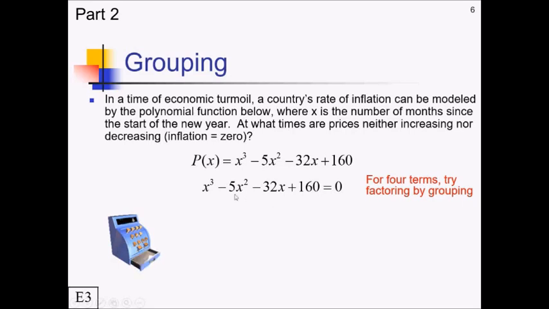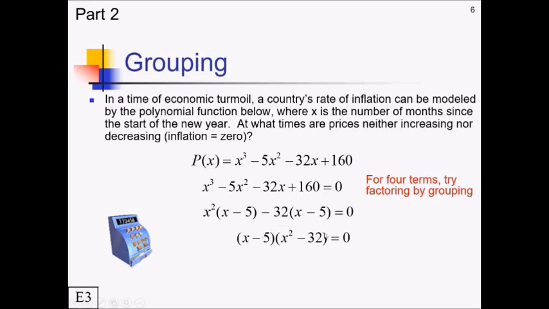All right, so we have to take a common factor out of these first 2 terms. All we can take out is x squared. That leaves us with x minus 5. And for these next 2 terms, the biggest common factor you can take out is actually negative 32. So that leaves you with x, and 160 divided by negative 32 is negative 5. Since we have x minus 5s, we can take that out as a common factor, leaving us with x squared minus 32 in the other parentheses.